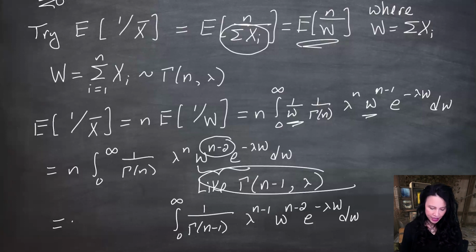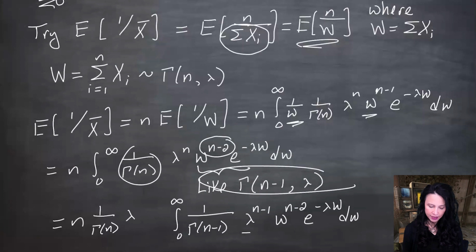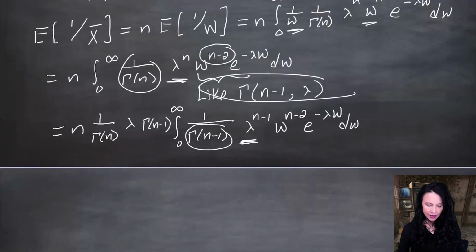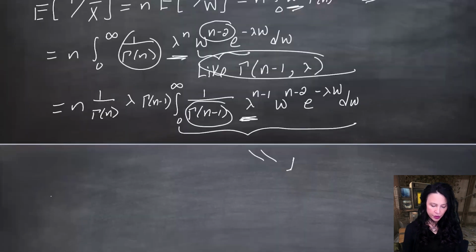So let me throw in the n that's sitting here, this 1 over gamma of n that I basically pulled out. I need to pull out a single lambda to leave me with n minus 1 in there. So to get from lambda to the n to lambda to the n minus 1. And then in order to put this in the denominator, I'm going to need to multiply by that up in the numerator. And this whole integral is 1. So we've got n lambda gamma n minus 1 over gamma of n.